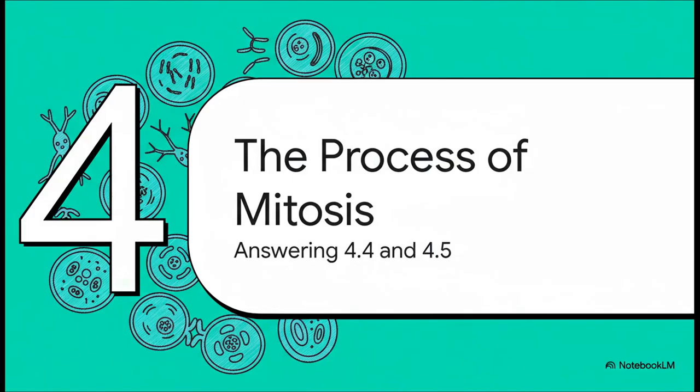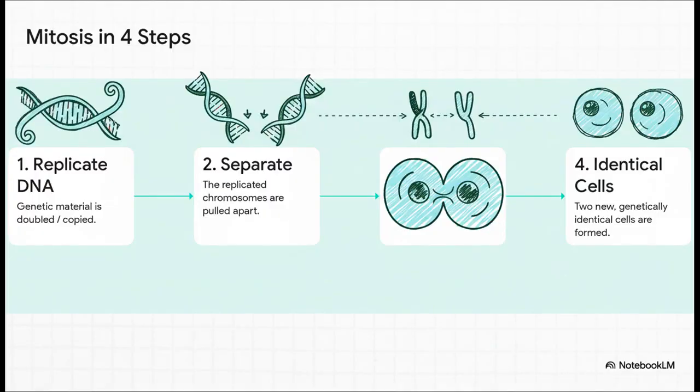We are on the home stretch now. The last 2 questions take a little pivot away from plant defenses and zoom in on the fundamental process of cell division. Question 4.4 is a 4-marker asking you to describe mitosis. To get all 4 marks, you've got to hit these key stages.